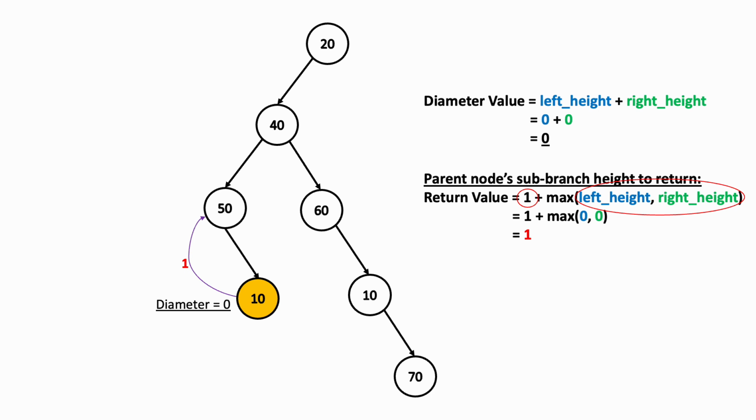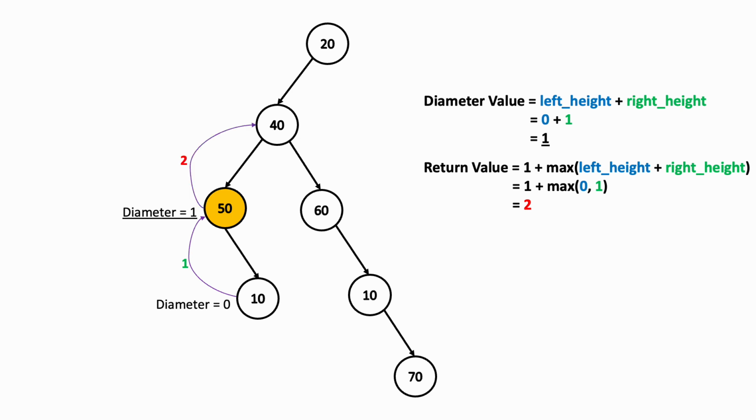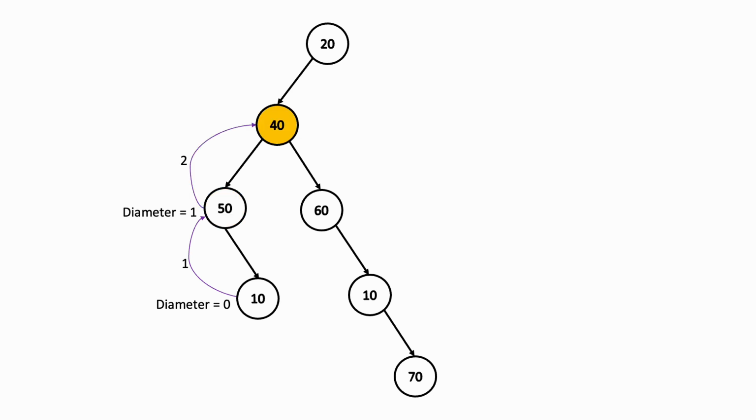We will go to the parent node 50. Similarly, we will calculate the diameter with the current node 50 being root, which will be the sum of left branch and right branch, which is 1. The value that we return to the parent node will be 2. Next, we will go to parent node 40. We did not explore the right branch of node 40. As part of post-order, now we will explore the right side, node 60.